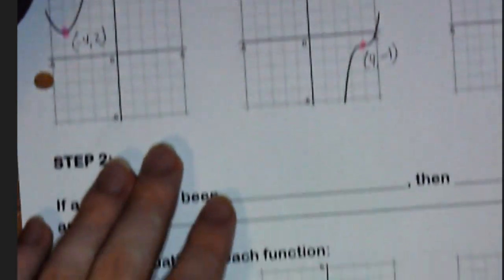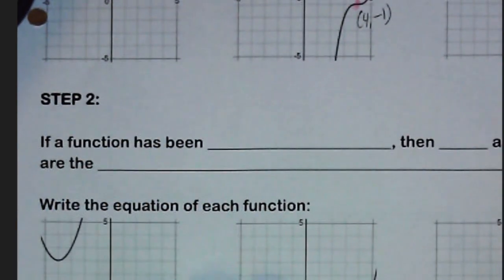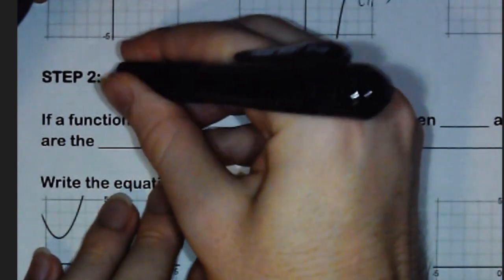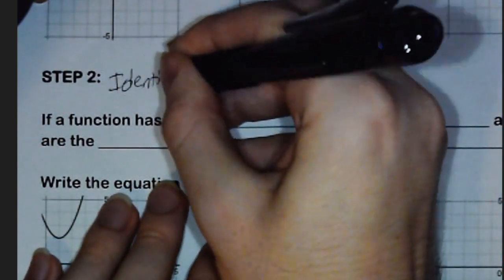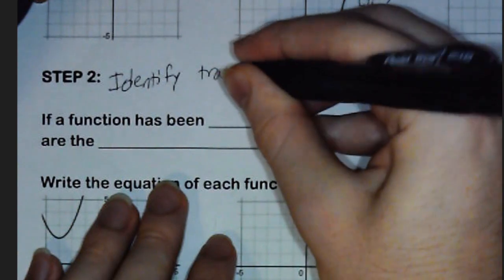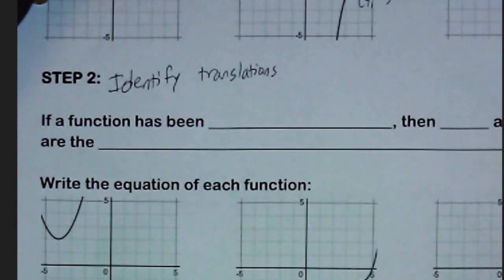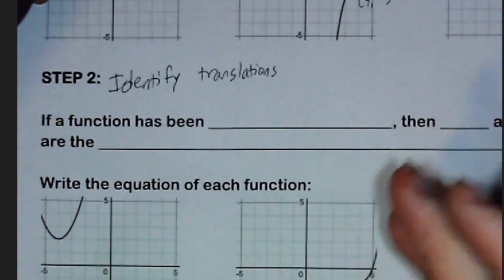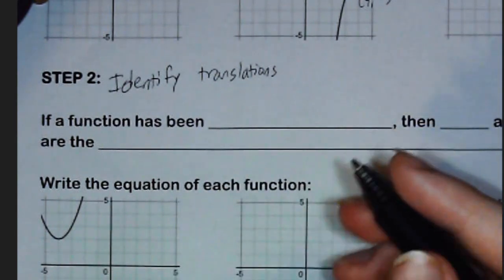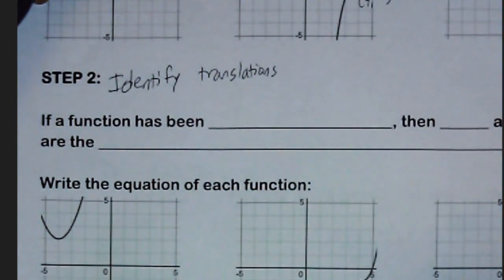Okay, so now for REL6 Part 2. The second step is to identify translations. So in step 1, we identified the point h comma k. This is step 2, where we're identifying where the function has been shifted up or down.